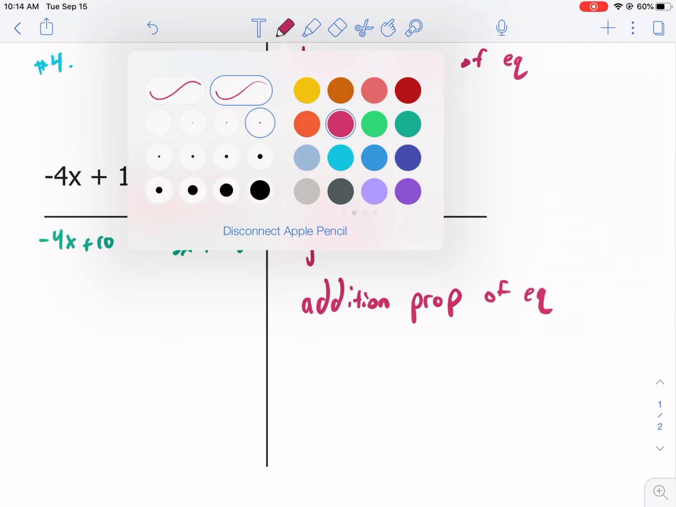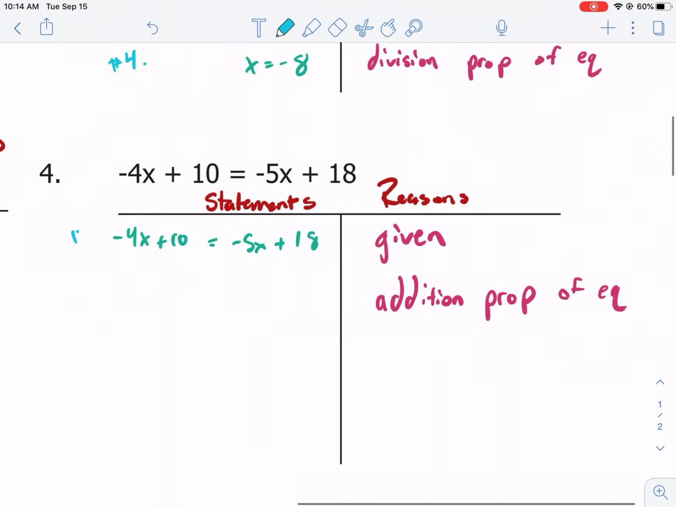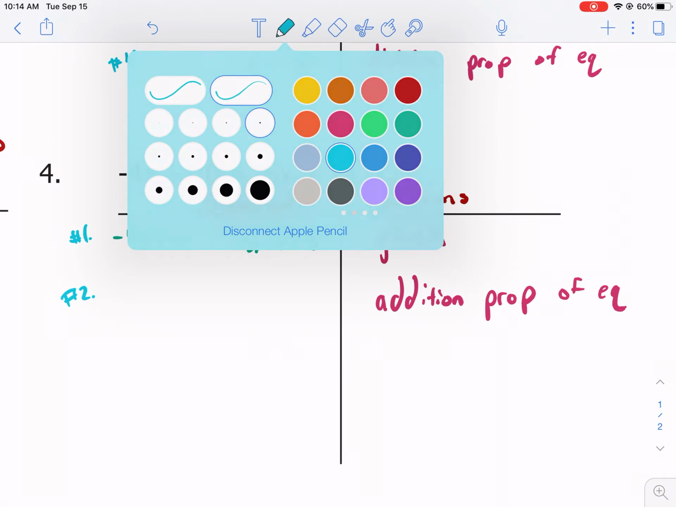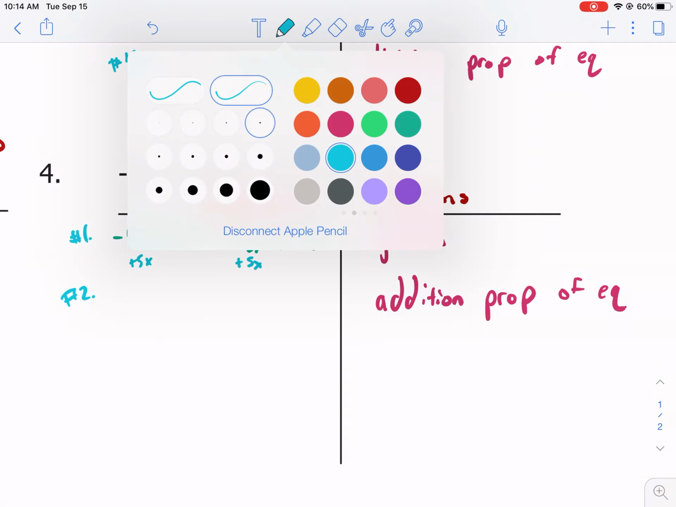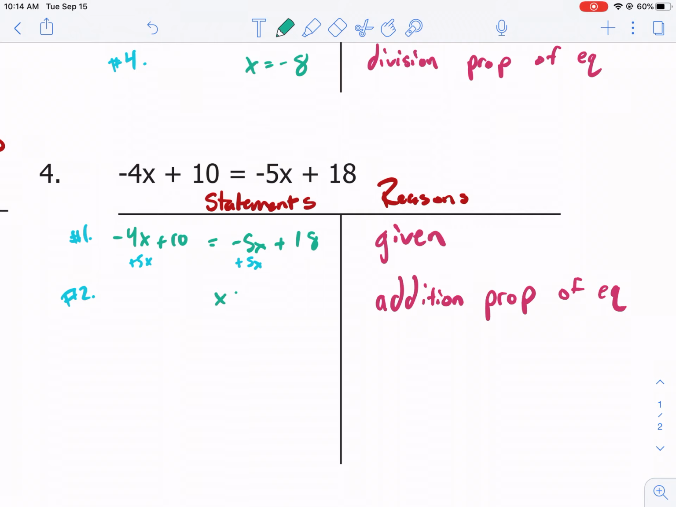Okay, maybe I should number these. So number 1, we had our given. Number 2, we are using the addition property. So we are adding 5x to both sides. What happens when we add 5x? I'm going to erase this in just a second, but for your sake, I'm going to write this, plus 5x. We are going to end up with x plus 10 equals 18. Okay, so we're going to erase this plus 5x, copy it down, last chance, 3, 2, 1, okay.